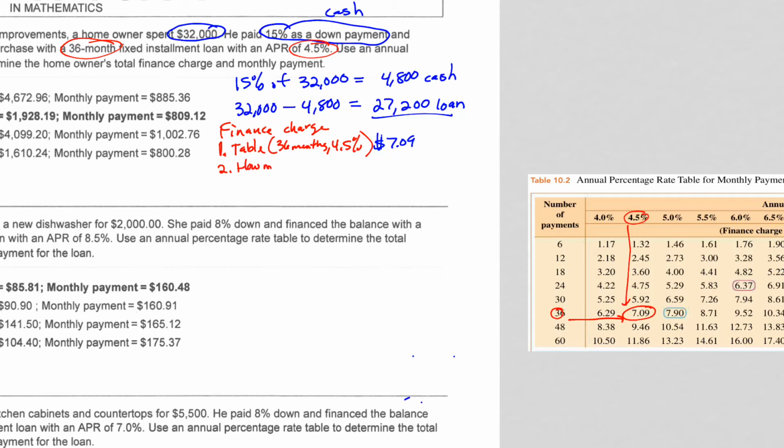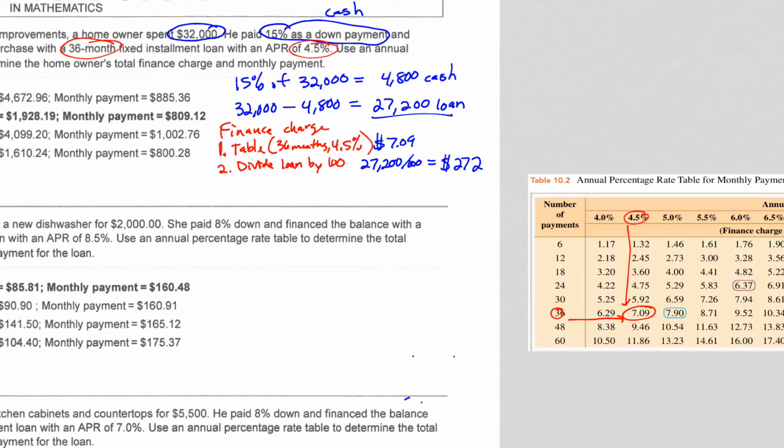Step 2, basically it's how many hundreds, which is just divide. Let's put divide loan by 100. There we go. Okay, so your loan is going to be 27,200 divided by 100. That's going to give us 272.